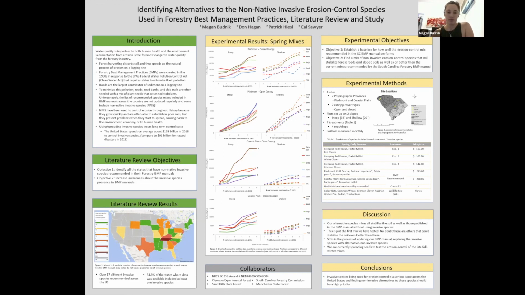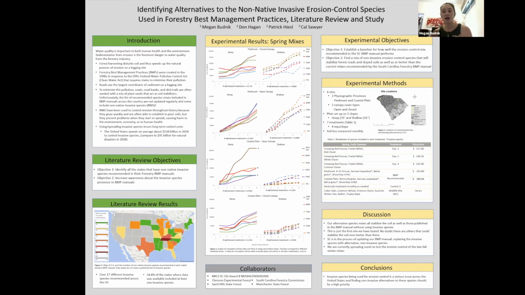So for South Carolina, we decided to get ahead of this and find an alternate mix of species that we can use to stabilize the soil just as well, because we don't want to have any erosion, and also not be actively spreading invasive species across all of our forests in South Carolina.